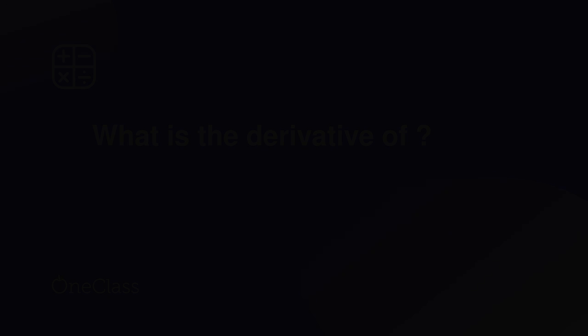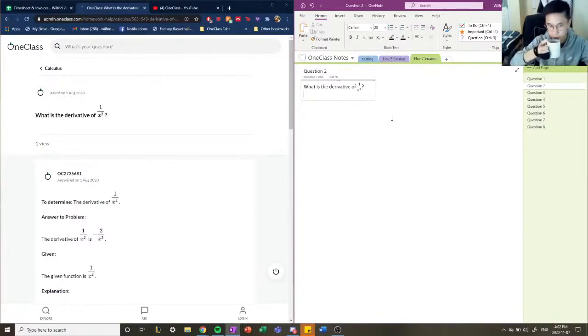All right. So now that we have talked about finding critical points, we're now going to talk about the first basic rule of deriving functions. So the question reads, what is the derivative of 1 over x squared? So before we even begin the question, there are around 3 basic rules of deriving.